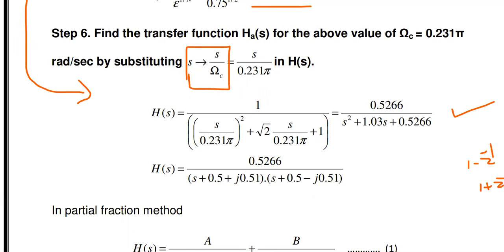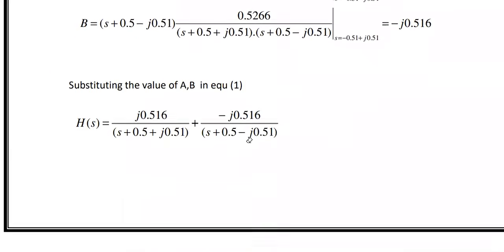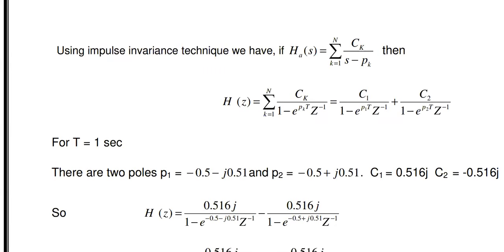So in the impulse invariant method, as you already know, if the analog transfer function H(s) is equal to the summation k equal to 1 to N of Ck by (s minus pk), that is, if the transfer function is an addition of single pole transfer functions, then the corresponding digital transfer function H(z) is obtained as the summation k equal to 1 to N of Ck by (1 minus e power pkT into z inverse).